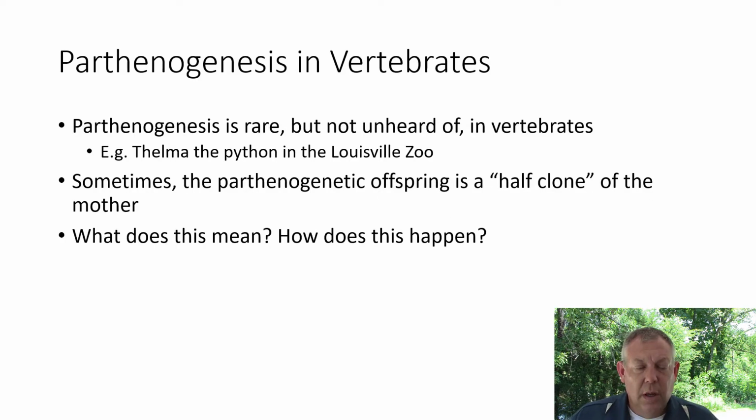And so parthenogenesis is rare, but it's not unheard of in vertebrates, right? And again, the example in the Louisville Zoo is Thelma the python, who produced a bunch of eggs, and they hatched, and they were produced without a male. They were unfertilized eggs, yet they produced viable offspring. Now, sometimes when this happens, the parthenogenetic offspring is known as a half clone of the mother.